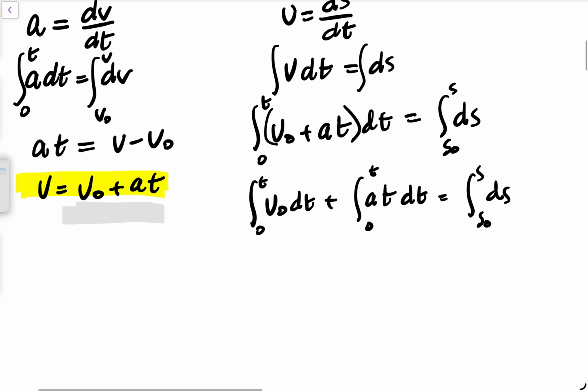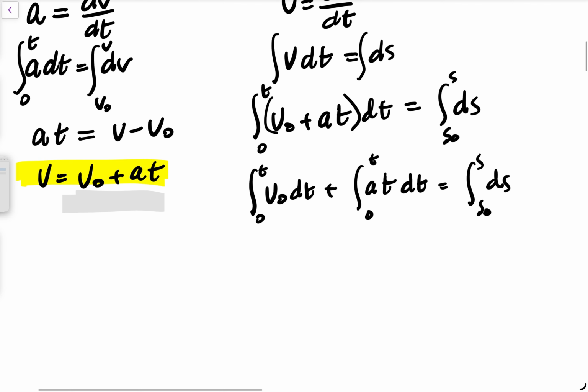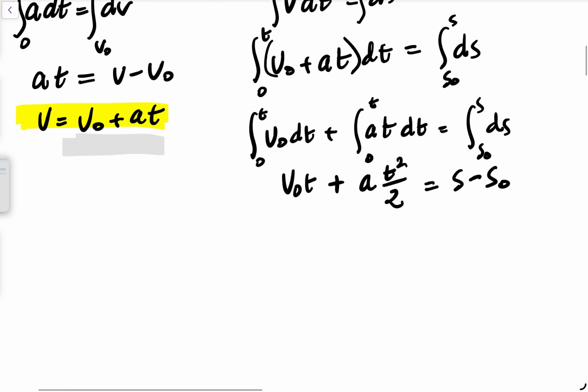Okay, so each piece, we're just going to go through each of these. In that first term, v naught is just a constant, so this is just going to be v naught t. v naught is the initial velocity, so that is something that is constant. In the second term, a is constant, I can pull that out. So I have a, then I'm going to have t squared over 2. And then on the right-hand side, we're just integrating ds, so this is going to be s minus s naught.